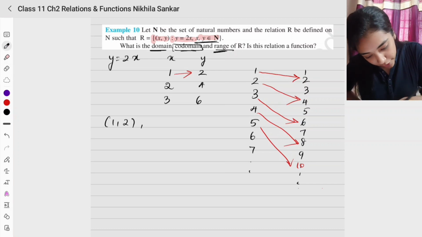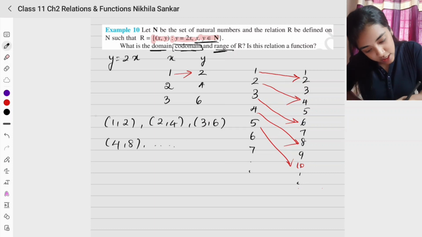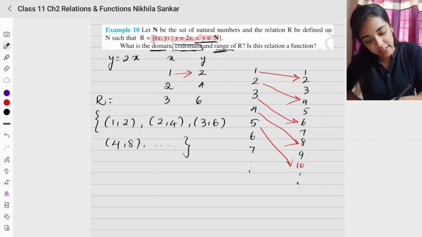So what do I have? (1, 2), (2, 4), (3, 6), (4, 8) and so on. So this is going to be your relation. Correct? So this is going to be your R.